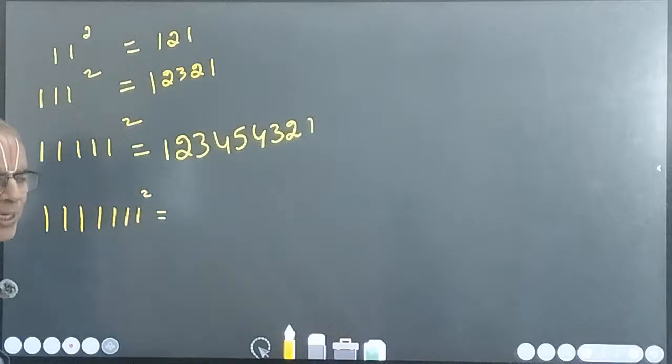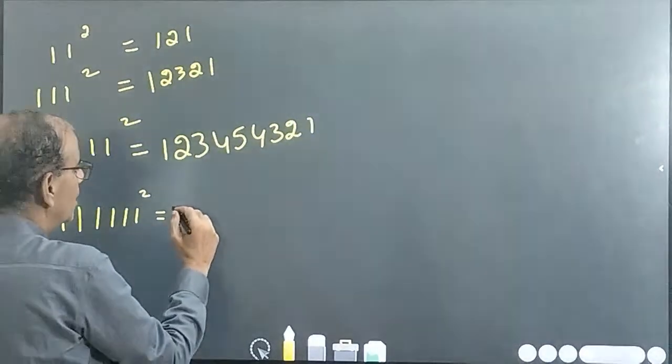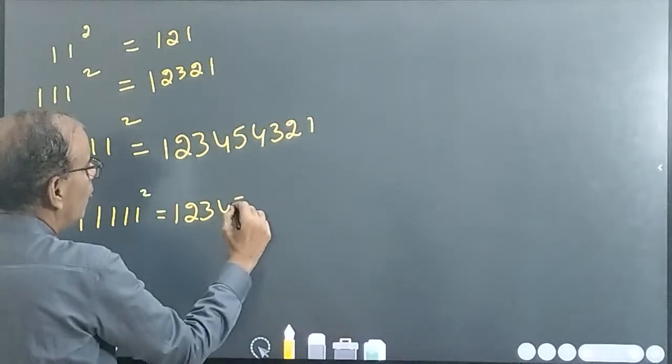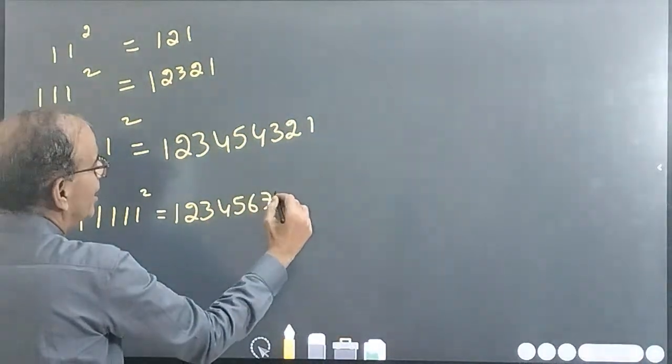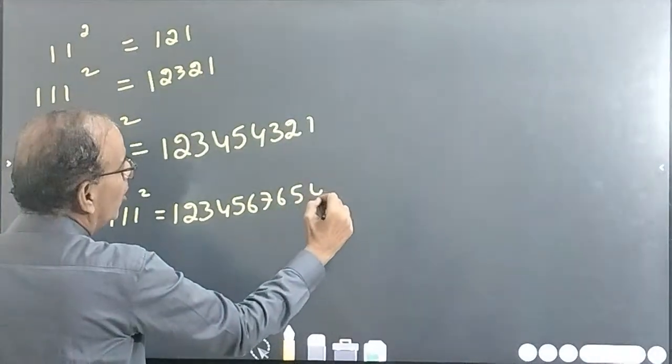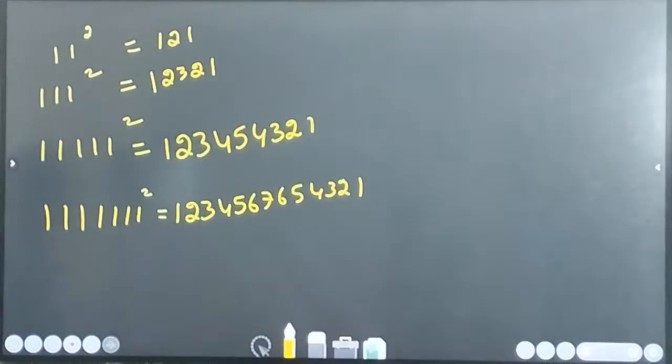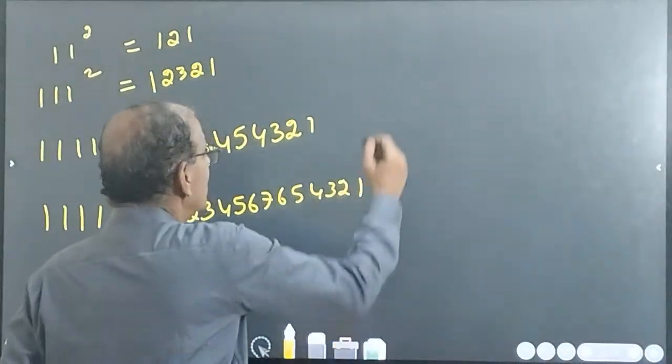3, 5, 7 are there. So, answer is 1, 2, 3, 4, 5, 6, 7, 6, 5, 4, 3, 2, 1. The way you climb up, in the same way we have to get down. This is for finding squares. This is also an SSC question.